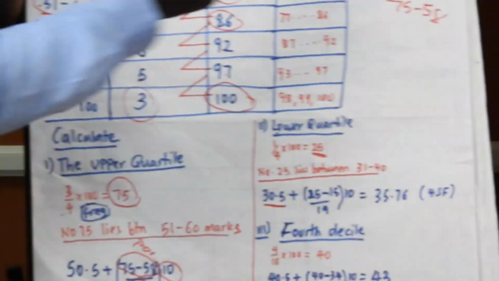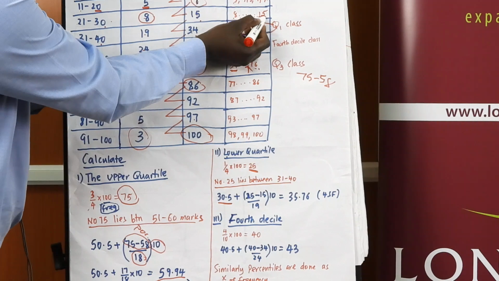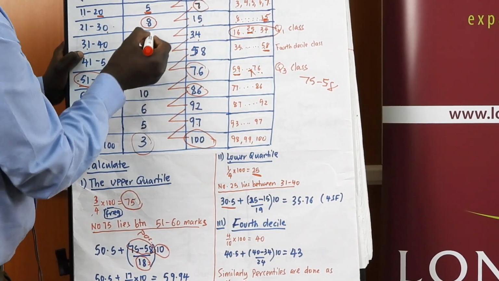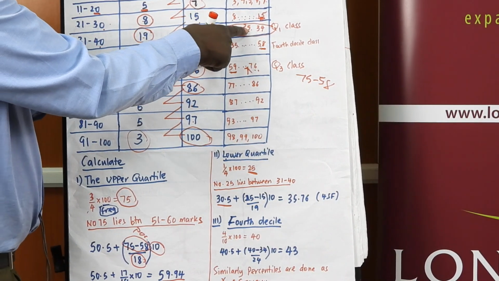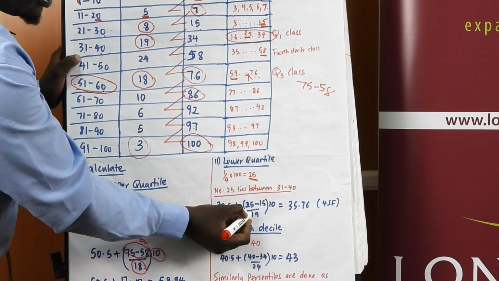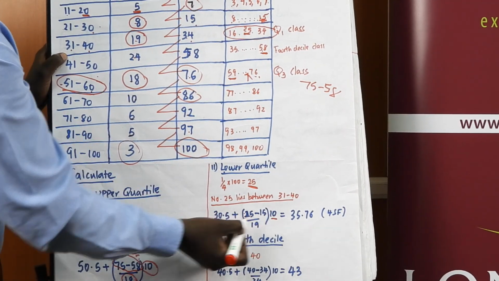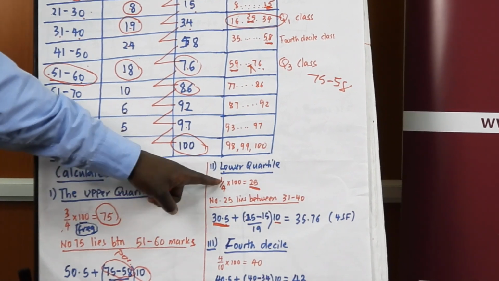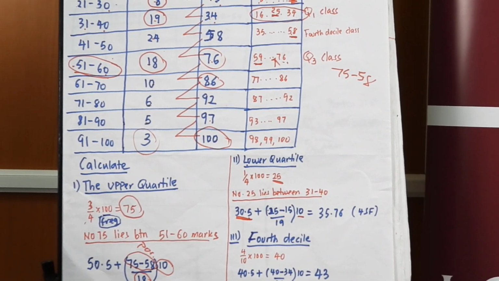Then his position. So his position is 25 minus 15. So 25 minus the last one, which is 15. Divide by how many students are in that class. That class has 19 students. So his position is 25 minus 15, which is number 10, out of 19 students. Then times the class width. And the class width is 10. Then you add it to the lower class limit of that class. That will give us the lower quartile of that data.